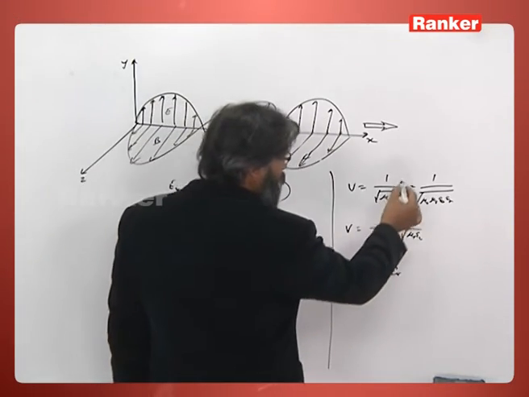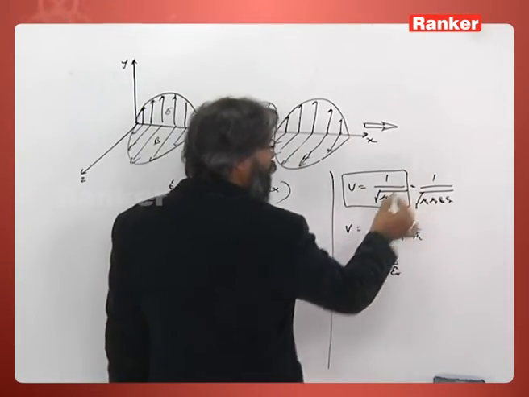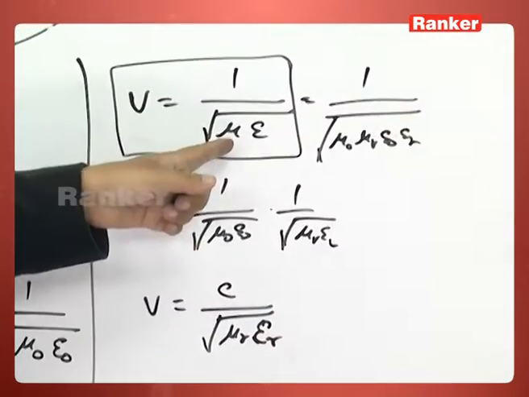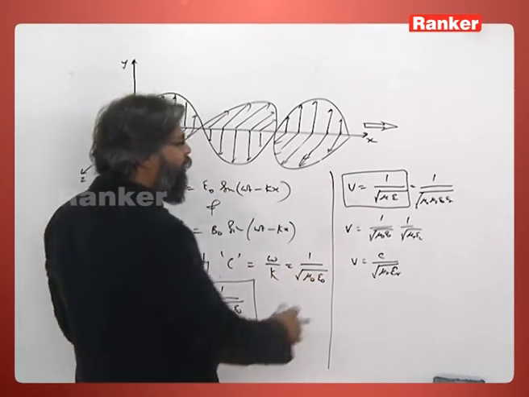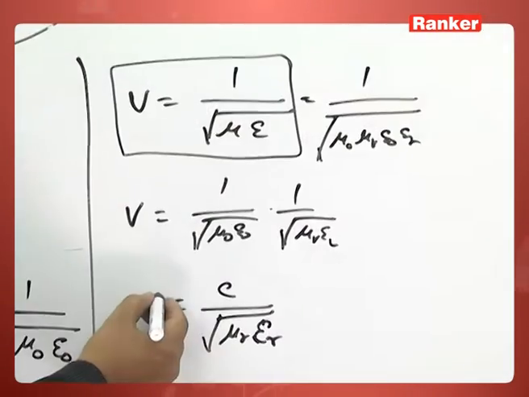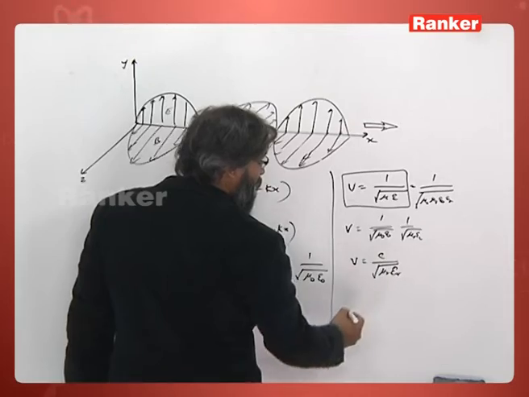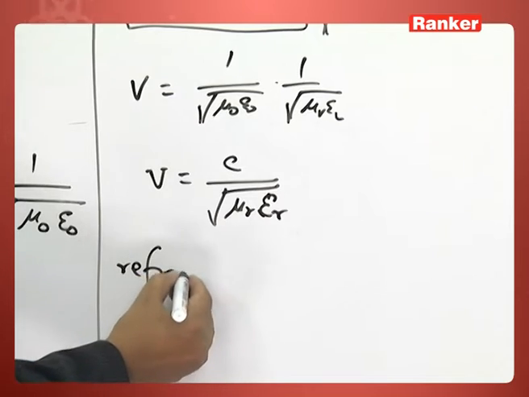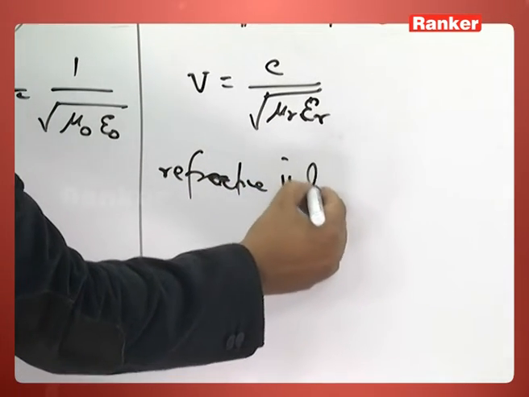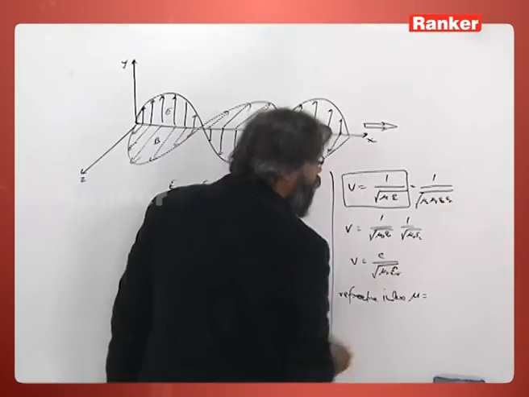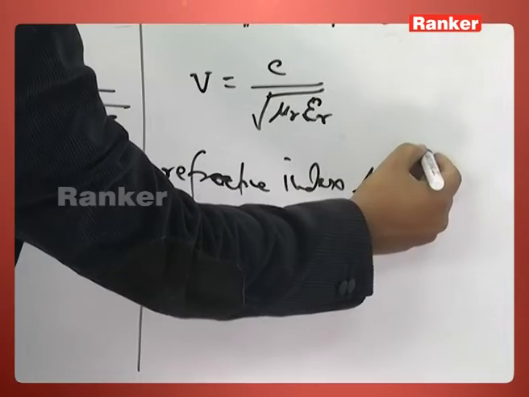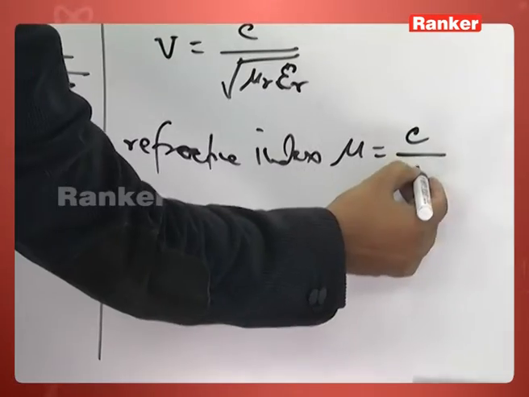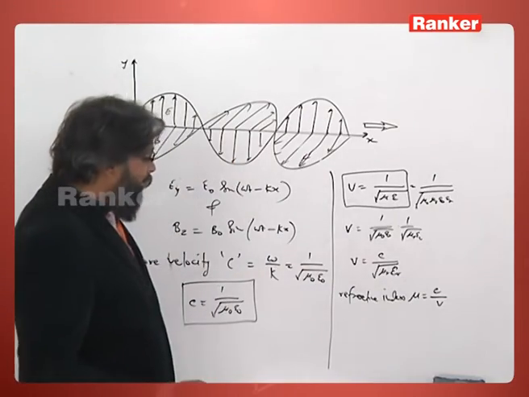So, we can use the velocity of electromagnetic waves in a medium. The medium should be non-conducting and non-ferromagnetic, so the velocity will be V. Now, we also define in optics the refractive index of a medium, mu, as the velocity of light in air or vacuum divided by the velocity of light in the medium.